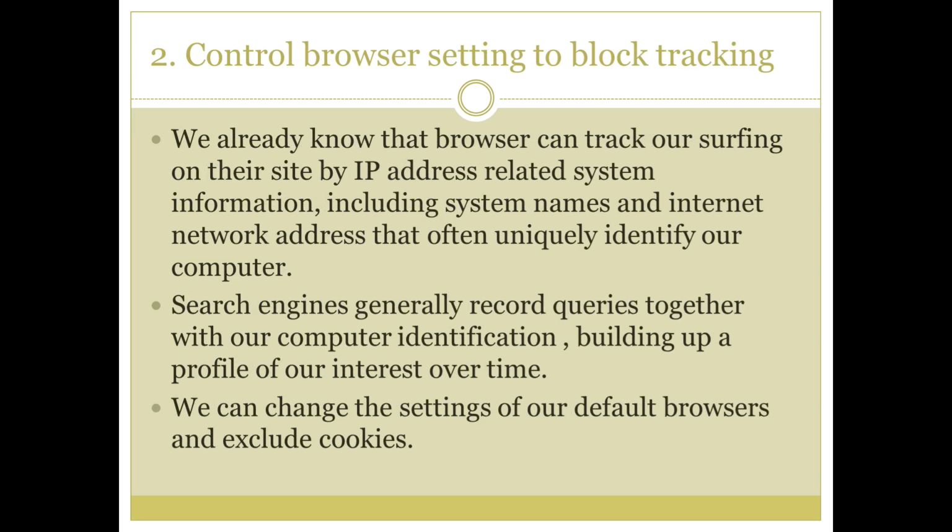Number 2, control browser settings to block tracking. Whenever we browse, we should go to the settings and control the settings there. For example, when we are surfing the internet, the internet easily gets to know our IP address, our machine name, the network address that we are using. They can know us, they can track us. So these search engines record the things we are doing and the things we search. They keep track of all those things. So we can change the settings of our default browsers and exclude the cookies.